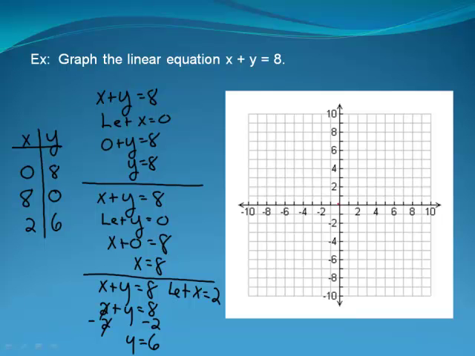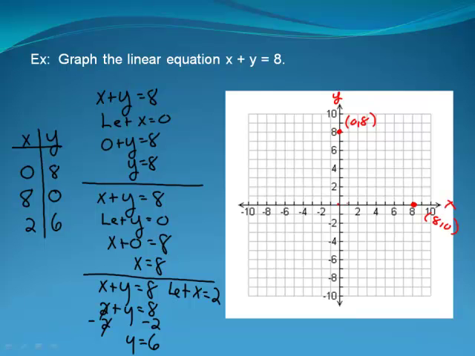So 0 left or right and 8 up will put me up here on the y-axis at 0, 8. My second point, 8, 0, that's 8 to the right and 0 up or down. So from 0, 0, I'm going to go 8 to the right and 0 up or down. That's 8, 0. And then my third checkpoint says I should go 2 to the right and 6 up.